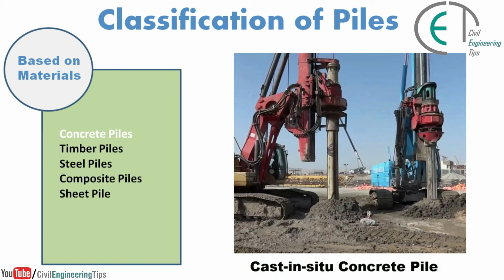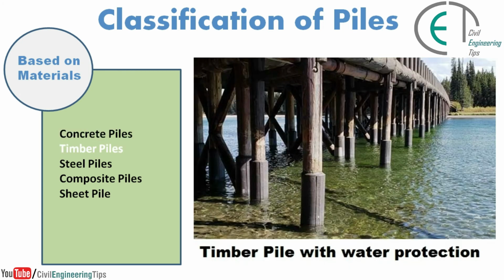constructed on the site. At first we will make a borehole to our desired depth. Then we will insert reinforcement in the hole. Then we will pour concrete inside the hole. This type of pile is called cast in situ concrete pile. Timber piles are made of timber. Here you see one kind of timber pile with water protection in the bottom portion of the pile.